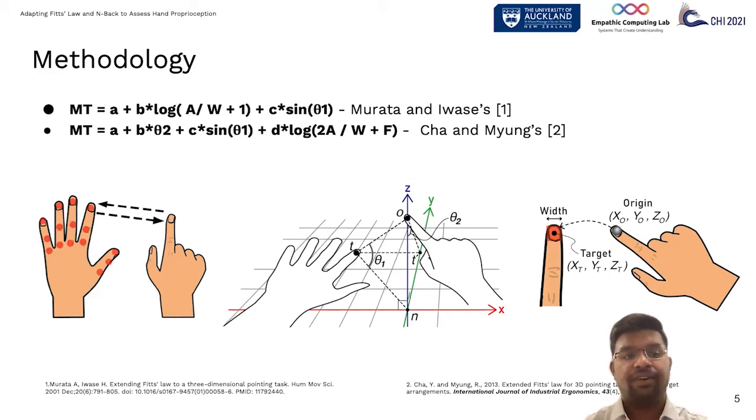From the past Fitts work, the most suitable Fitts law for this particular task was the extended Fitts law by Murata and Iwase, and Cha and Myung's work. We computed both Fitts laws using the data from the OptiTrack system. The angles theta 1 and theta 2 were computed using trigonometric calculations as illustrated in the figure. Prior to this study, we measured the width of each finger using a vernier caliper, which was used in this calculation of Fitts ID, that is, index of difficulty.